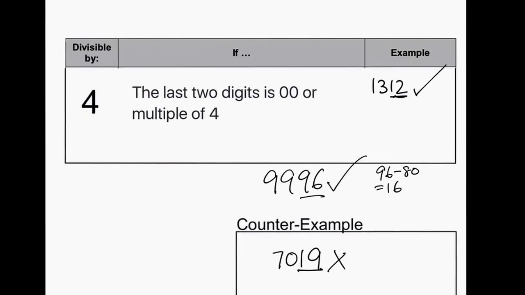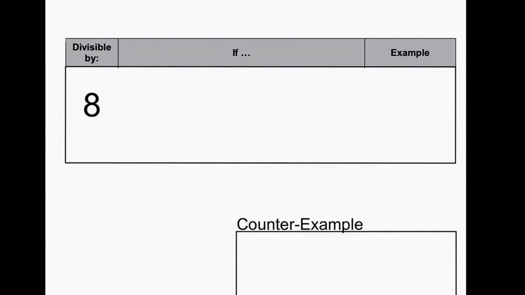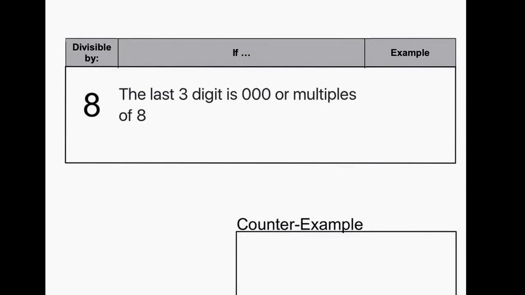Next one. Divisible by 8, the rule states that if the last 3 digits are 000 or a multiple of 8. Just a recap: divisible by 4 is the last 2 digits, but for 8 it is the last 3 digits. So the rules are quite similar. For example, 109816. I have this number. So the last 3 digits, this is the one that I'm talking about.